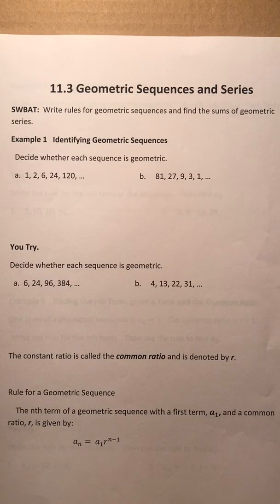11.3 Geometric Series and Sequences. Right, we skipped over 11.2. 11.2 was arithmetic sequences and series. To be able to determine if something is arithmetic, you find the common difference, that is, whether there's a common difference between the numbers.